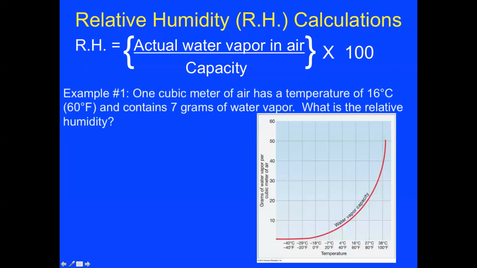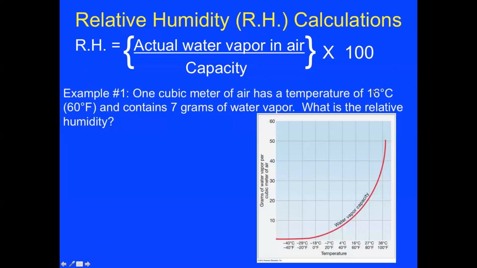Okay, so our first example is that 1 cubic meter of air has a temperature of 16 degrees C, which is 60 degrees Fahrenheit, and contains 7 grams of water vapor. What is the relative humidity? So we're actually being given the actual amount of water vapor in the air. It's telling us that it contains 7 grams. So that's going to go in the top here in the numerator of the equation.